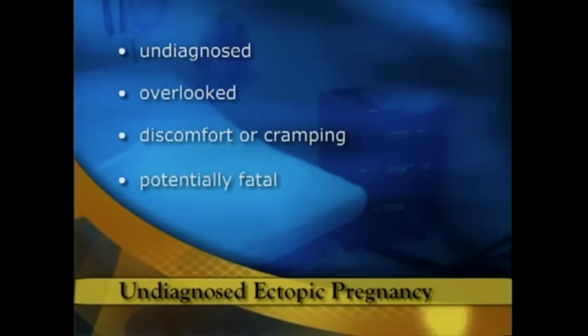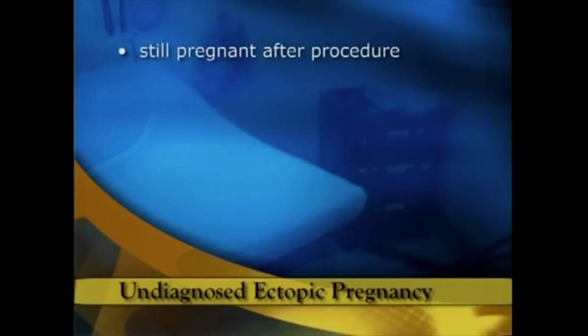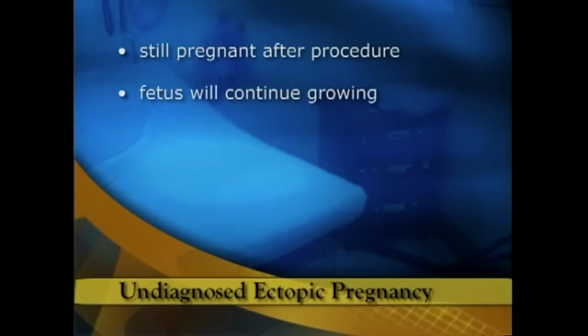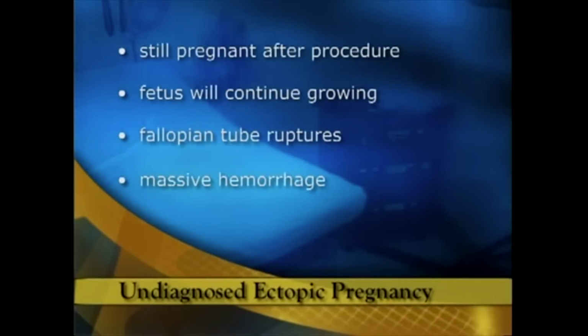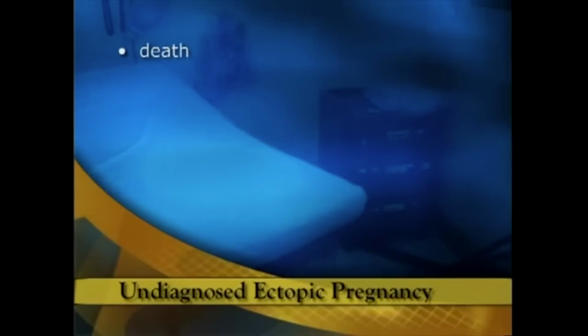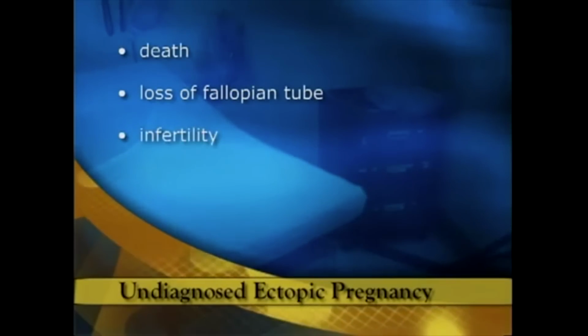When a woman has an abortion while carrying an undiagnosed ectopic pregnancy, she will almost inevitably remain pregnant after the procedure. In most cases, the fetus will continue to grow inside her fallopian tube until the tube ruptures and causes a massive hemorrhage. This will often result in the woman bleeding to death before emergency treatment can be rendered. In less serious cases, she may lose the fallopian tube and significantly decrease her ability to have children in the future.